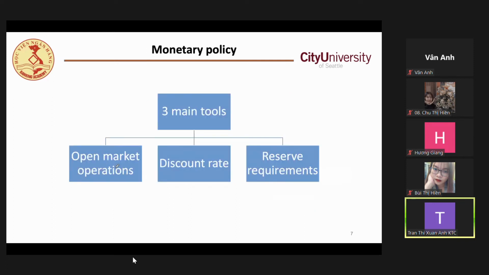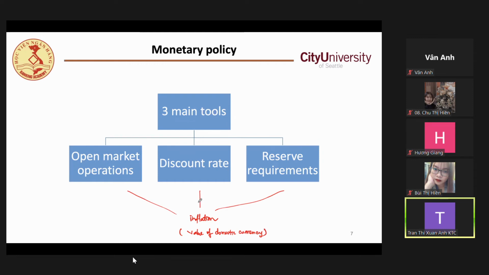The monetary policy includes three main tools: open market operations, discount rates, and reserve requirements. I leave this for later when we have another topic about monetary policy. But in general, these three main tools can be used in order to achieve the final objectives: controlling inflation, or equivalently, maintaining the value of domestic currency.